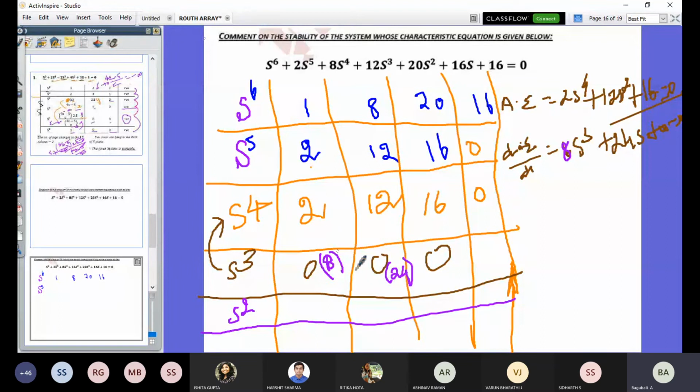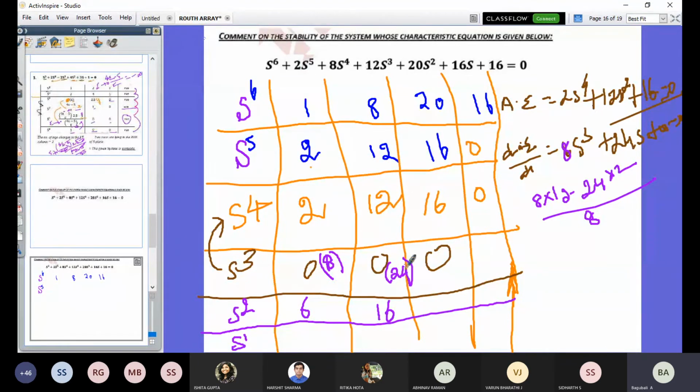8 into 12 minus 2 into 24 divided by 8. What is the answer? 8 into 12 minus 24 into 2 divided by 8. So 6. Okay. Next, 8 into 16 minus 2 into 0 divided by 8 is 16. Correct? What is s power 1?